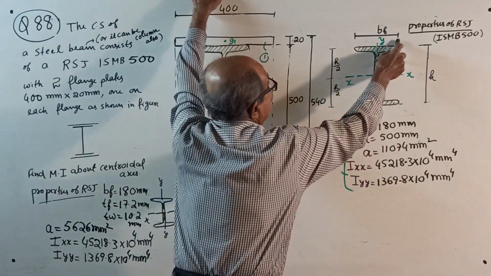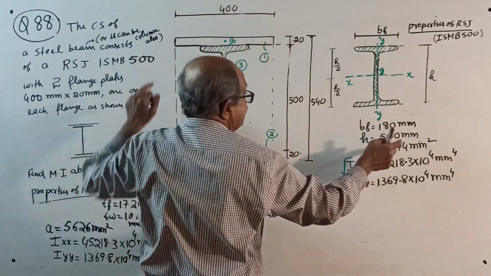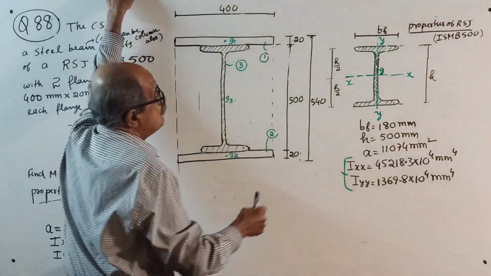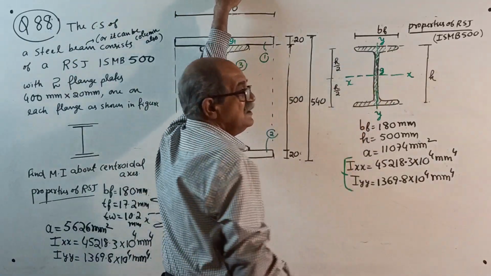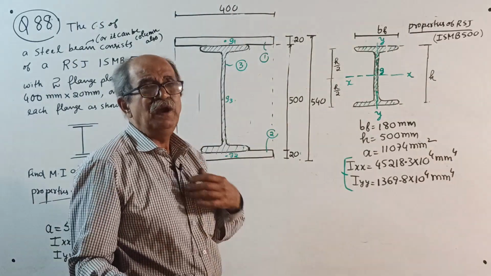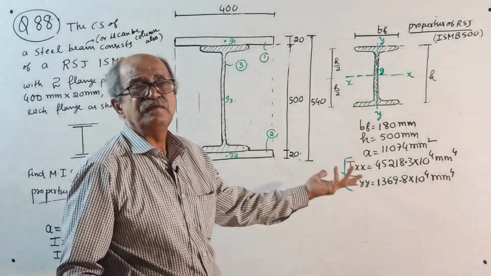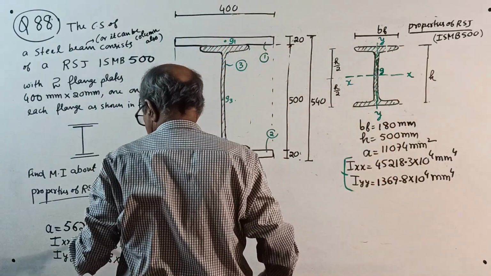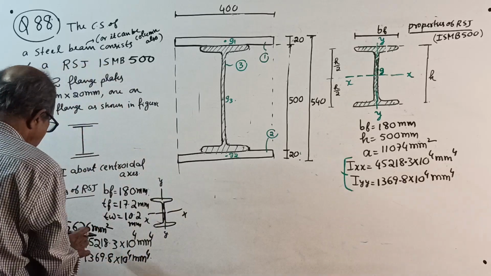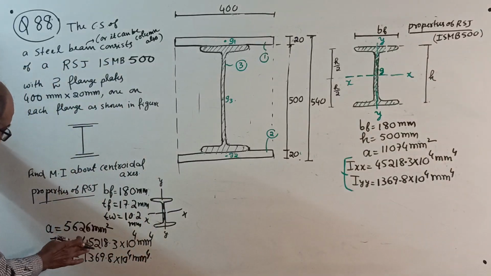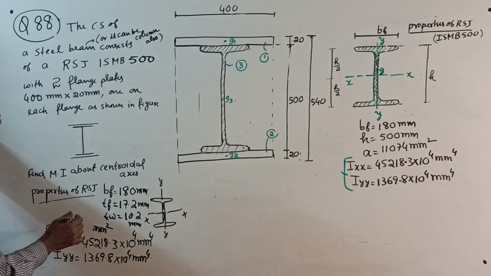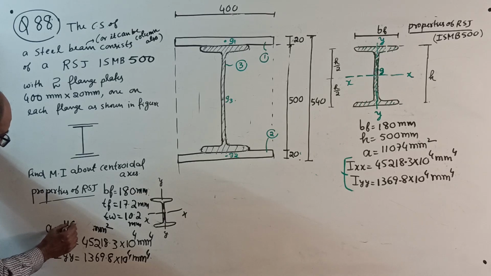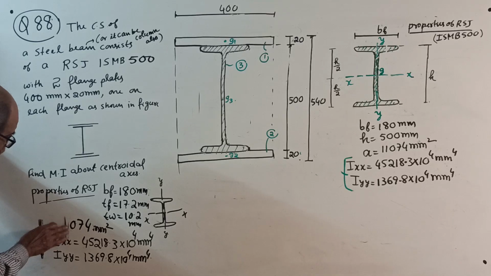Properties, they told the breadth of flange is 180. You can see here the thickness of flange and thickness of web. This thickness and this thickness, this class not required. If required, you write. So I know it is not required. Then the total area is 110. I gave the area here. Oh, no, it is actually, I changed the I section. It is actually some other I section, 11074. Because first I took some other I section. I took ISMB 300, I think. Then I changed to ISMB 500. So that's why I forgot to change.